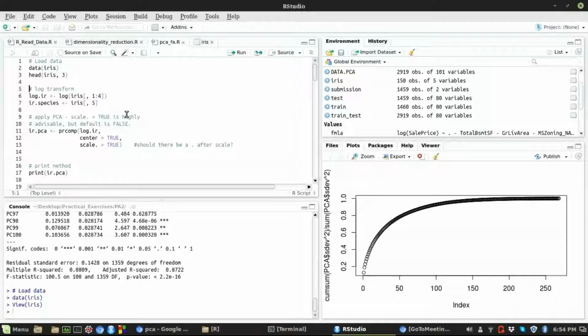Okay, for some reason they have taken a log of this. This is probably because it brings down some variance and all that.